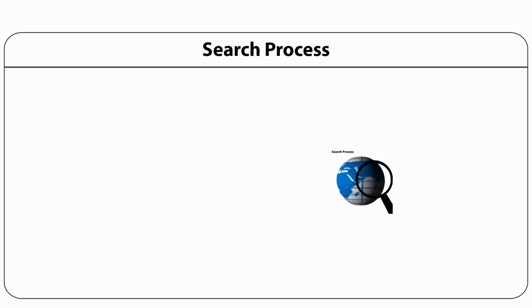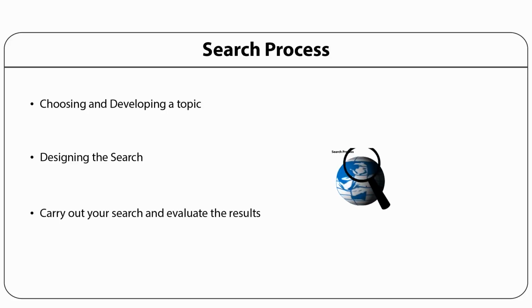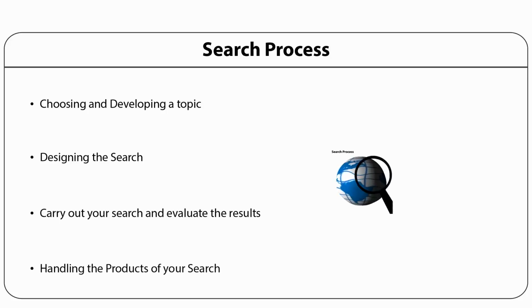The search process includes certain steps. First of all is choosing and developing a topic, then designing the search, then carrying out your search and evaluating the results, then handling the products of your search. Then, how to choose and develop a topic. The first stage of any information search is to know what one is looking for, as behind any research search there should be a good, well-defined topic. But to know whether or not the topic is a good one, there are some general rules to follow.